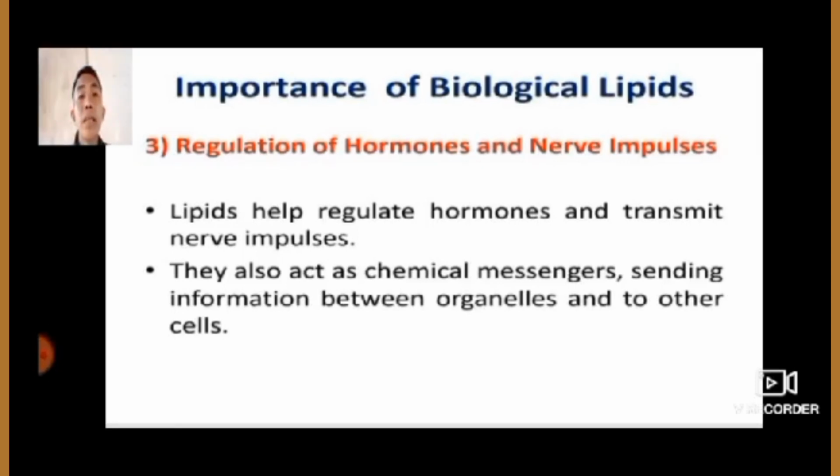Lipids serve as chemical messengers within cells and between cells, helping to convey information vital for various physiological processes. Overall, the presence and functionality of lipids are essential for maintaining proper hormonal balance, efficient nerve communication, and intercellular signaling.